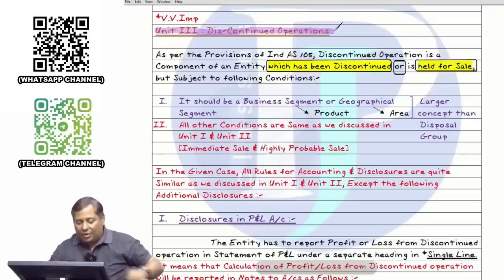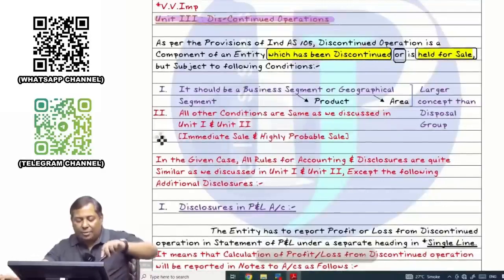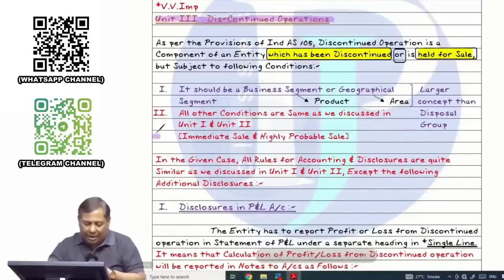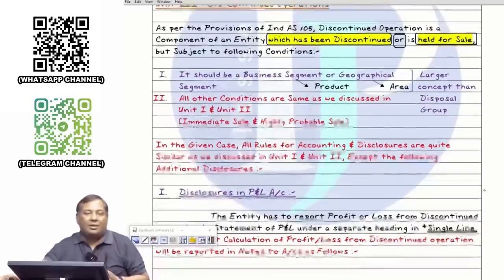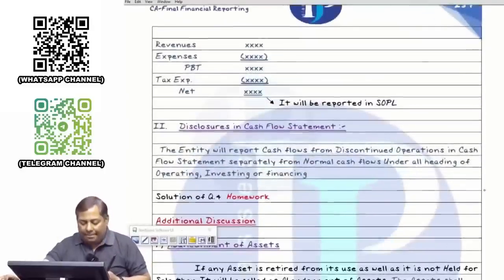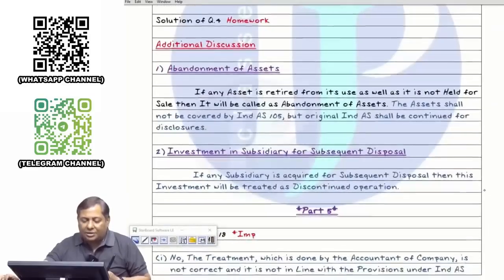Notes have been given for this: what to disclose in P&L and what to disclose in cash flow. You have to take care of it. There is no practical exposure in this. This is pure theory. You can go through it. Is it fine? Now come for the additional discussion.